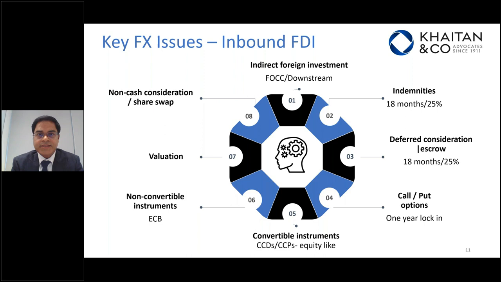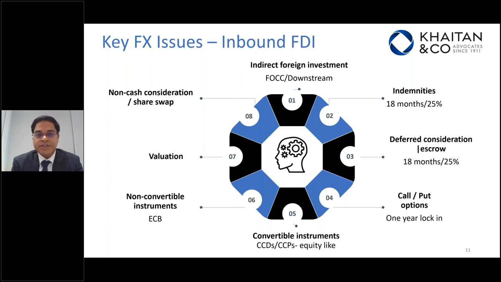Now, any other instrument, as I mentioned, only equity or equity-like instruments are recognized. So any other instrument, for example, non-convertible debentures, optionally convertible debentures or preference shares, all of that would be treated as debt and will be governed by the external commercial borrowing guidelines.